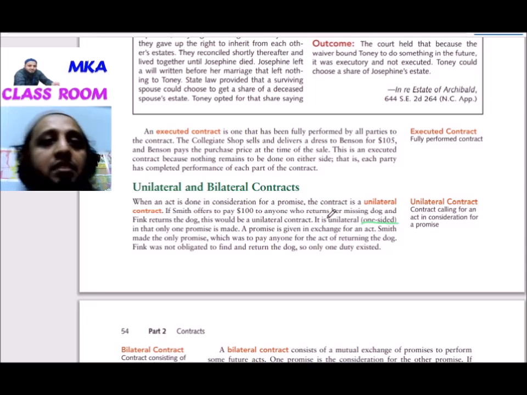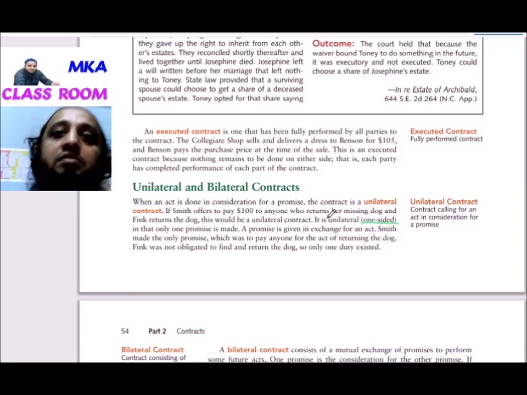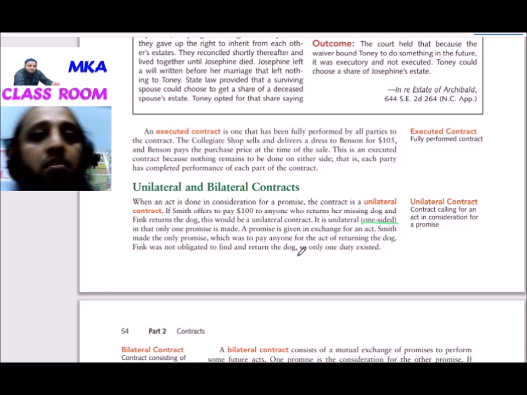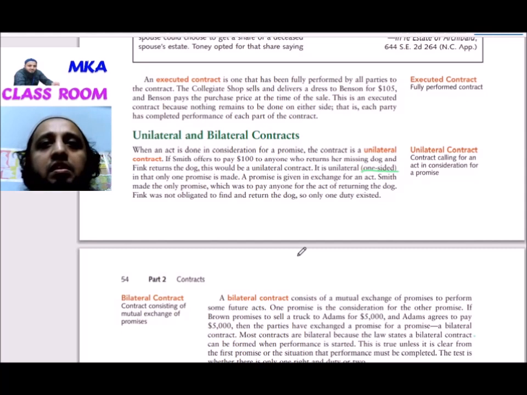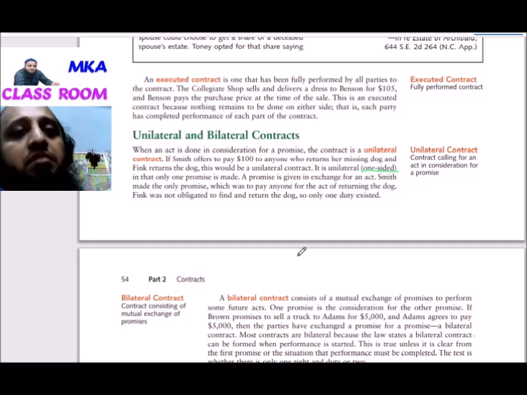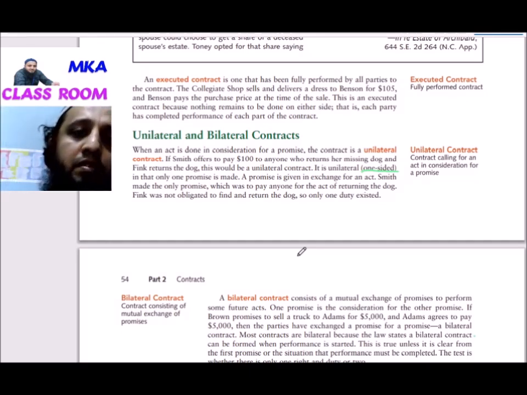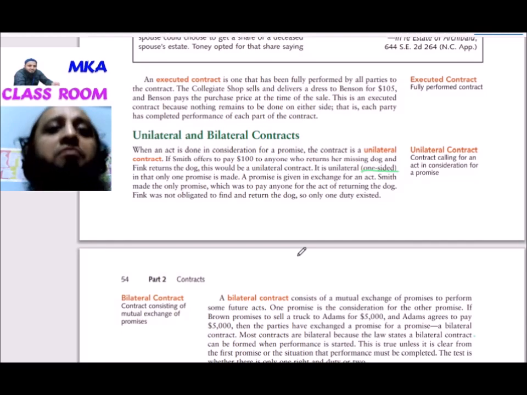Another is unilateral and bilateral contract. A unilateral contract is a contract calling for an act in consideration for a promise. Whenever a man says that if anyone returns my pet dog, then I will give him 100 taka, the man who finds his dog and returns it to him will get 100 taka. That is the unilateral contract.